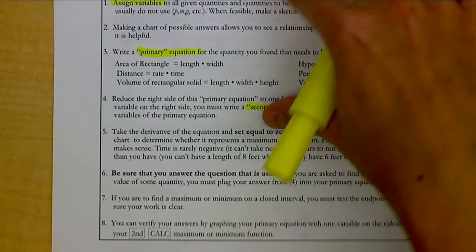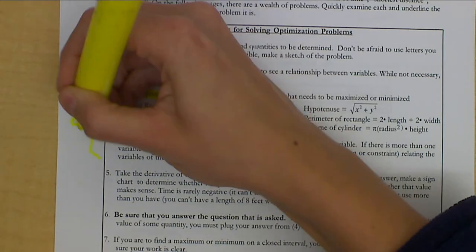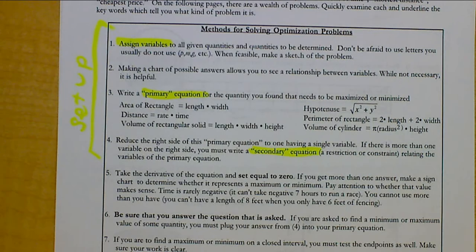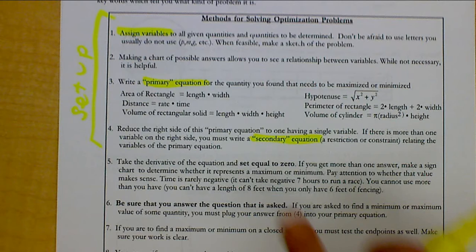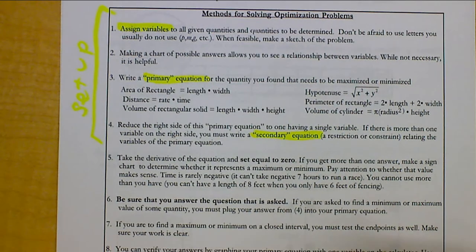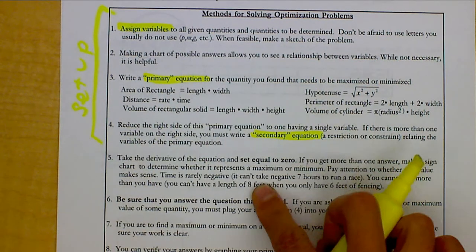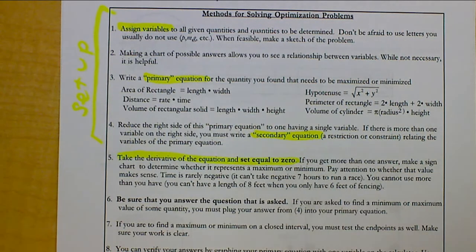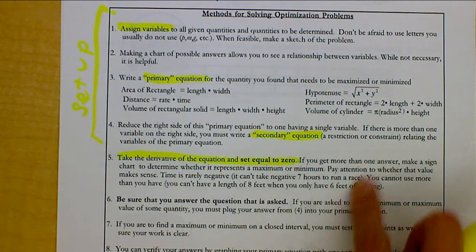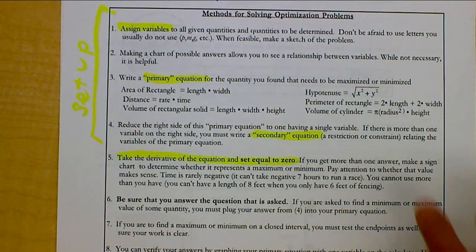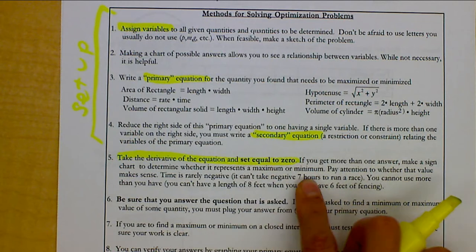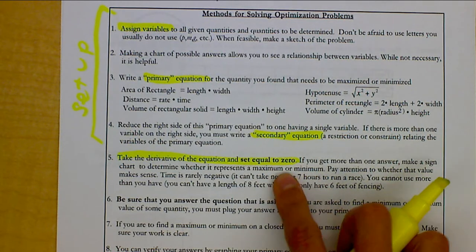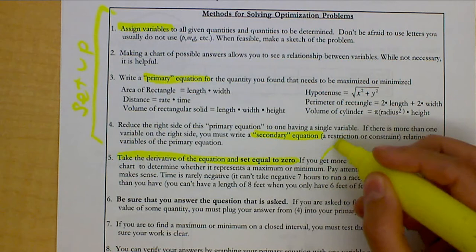After this is all set up, okay? So up here, this is all just set up. It's you understanding what the problem is asking of you. After you've got everything set up, that's when you start doing calculus. Now we're doing calculus. So in order to find the maximum and minimum, this is just like what we talked about in class. You'll take the derivative and set it equal to 0. Important things here is that if you get more than one answer, you can make a sign chart to determine whether it represents a max or min. So that's exactly what we talked about in class, making sign charts to figure out whether it's a max or a min.